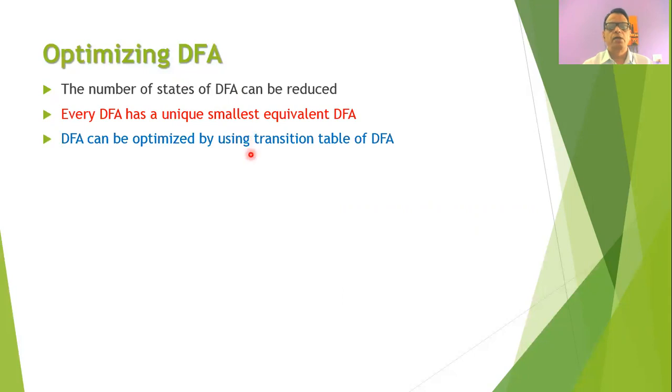DFA can be optimized by using the transition table of the DFA. So once you have a look at the transition table of the DFA, and if you partition this transition table appropriately, then it is possible that you can optimize the given DFA.